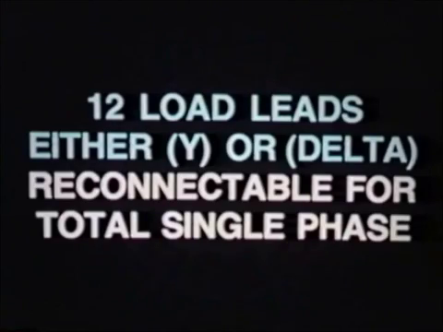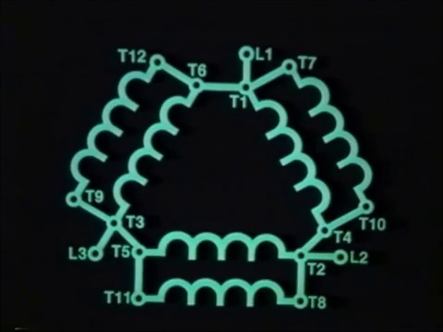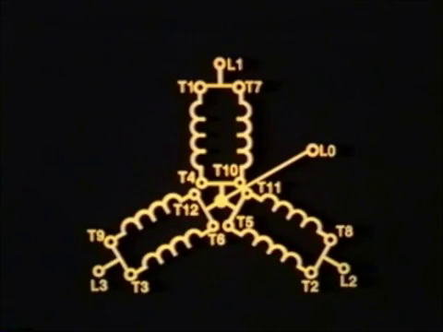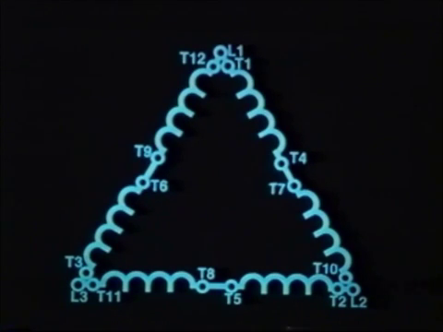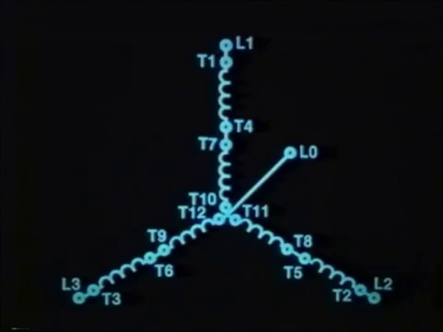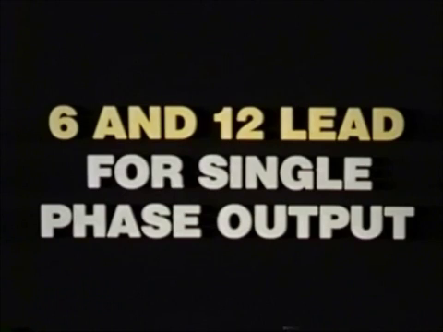12-lead alternators may also be connected Y or delta three-phase or for total single-phase output. Since these alternators are two circuit units, they can also be connected for low voltage in parallel in a delta or Y, or series high with delta or series with Y. Now, let's see how 6 and 12 load lead alternators can be connected for total single-phase output.